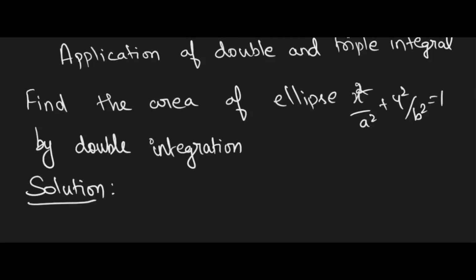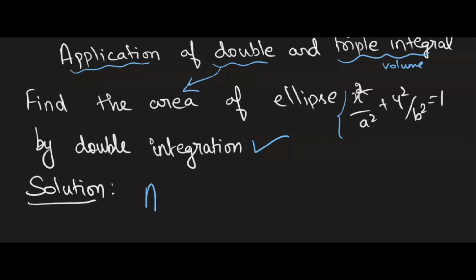Now let us see the application of double and triple integral in this video. Always, the application of double integral is nothing but area, and triple integral is nothing but volume. So, find the area of the ellipse. They have given the ellipse. We have to find the area by using double integration.